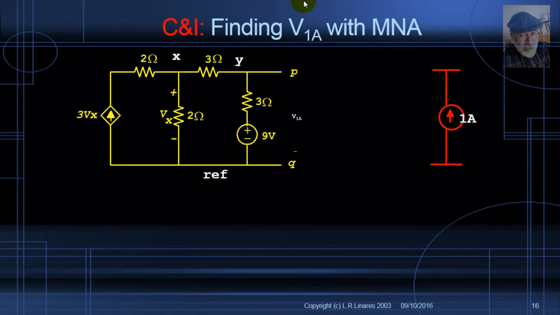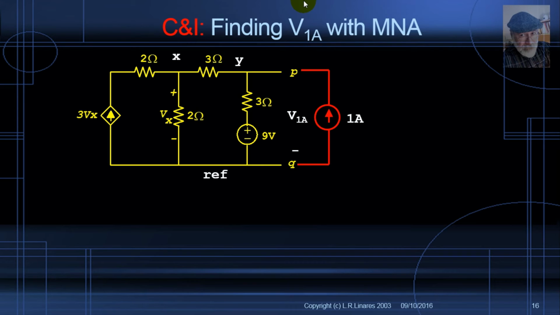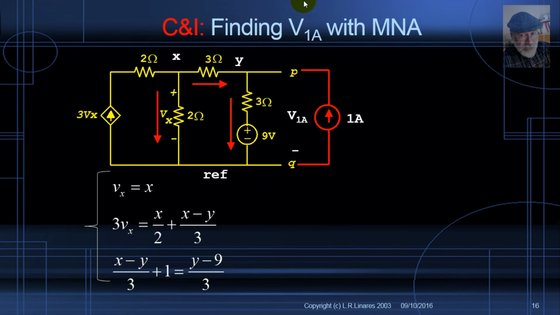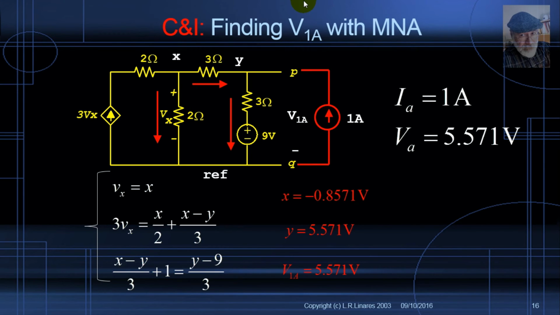In this circuit, I apply a 1 amp current source. Could be any value, I chose 1 amp. And then I compute what is the value of V1A. How? I write some M&A equations like so. And solving those M&A equations, I obtain the voltage of Y, which is V1A, 5.571 volts. That is Ia, 1 amp, the current we applied, and Va is the voltage 5.571 that appears across the current source when I connect that source.